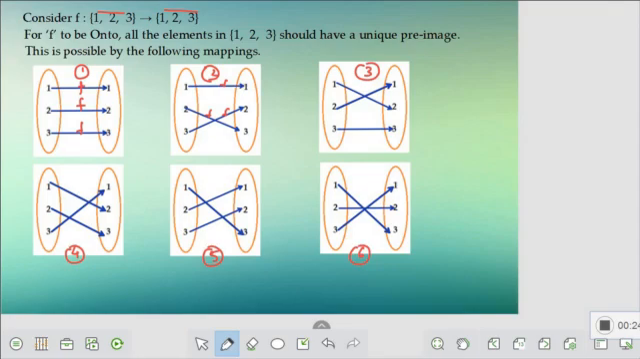Now I'll give you a minute to go through the remaining combinations. You can see in the third one, 1 to 2, 2 to 1, 3 to 3. The fourth one, 1 to 2, 2 to 3, 3 to 1. Fifth one, 1 to 3, 2 to 1, 3 to 2. Whereas in the sixth one, 1 to 3, 2 to 2, 3 to 1. So I have listed out all possible mappings so that the function becomes onto. I don't find any other combination. So I have listed out all the combinations and it comes to 6.